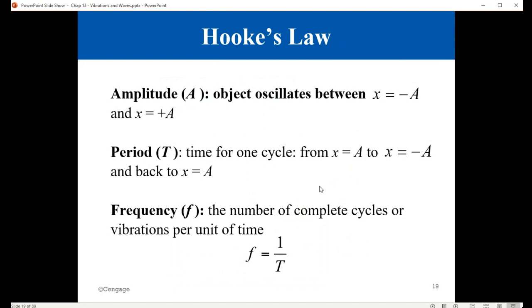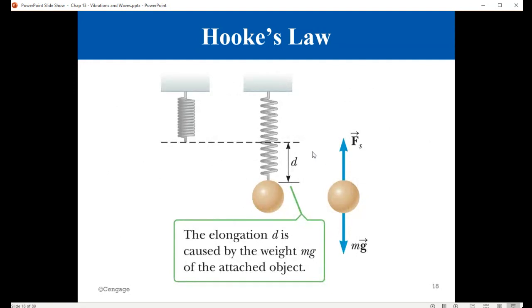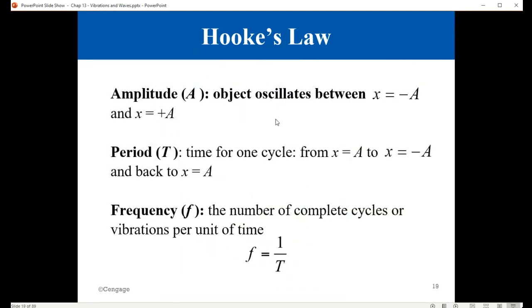We define a few quantities here. The maximum displacement, we call it amplitude for the oscillation, for the vibration. So the spring will be oscillating back and forth between x equals minus a and x equals plus a.